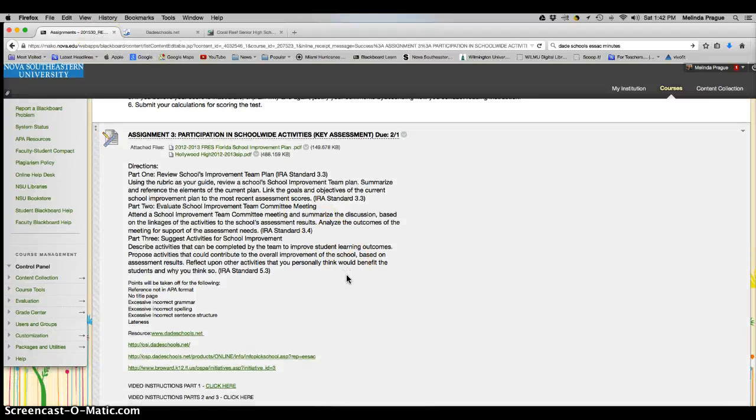So now, part 3. Suggest activities. Once you've looked at the school improvement plan and you see what their needs are, you're going to describe activities that the team might be able to do to improve student learning outcomes. Propose activities that can contribute to the overall improvement of the school based on the results. Reflect upon activities that you personally think would benefit students and why you think so. So here's where you get to be a little bit creative.